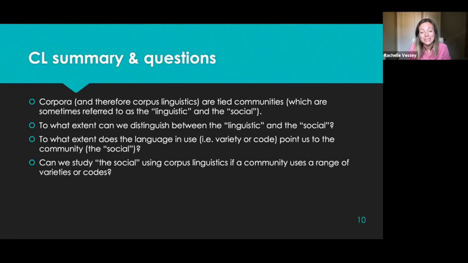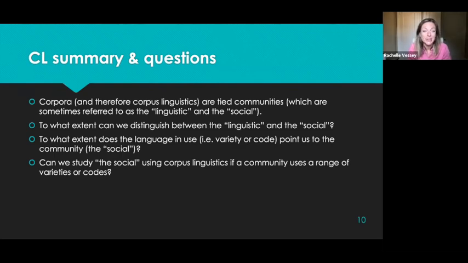Okay, so to sum up my approach to corpus linguistics, how I've been understanding it and approaching it in my research. Corpus linguistics is the study of a corpus, and corpora tend to be tied to communities. And it's basically the decision of the analyst whether we're considering that community to be a linguistic community and or a social community, because the two don't necessarily map onto one another on a one-to-one basis.